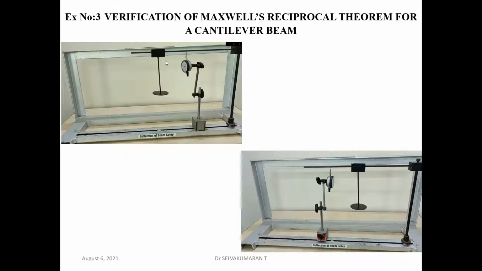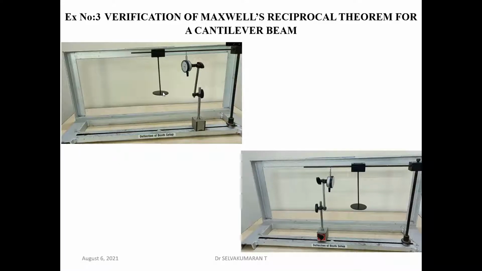Now what the theorem says is, for example, this is point 1, point 2. At point 2, we are placing the dial gauge. At point 1, we are adding the weights. The dial gauge is placed to measure the deflection due to the applied load at point 1. So this dial gauge gives you the deflection at point 2 due to the load at point 1. And here, this dial gauge gives you the deflection at point 1 due to the load or weight added at point 2. So we are trying to prove that the deflection at point 2 due to load at point 1 is equal to the deflection at point 1 due to the load at point 2.